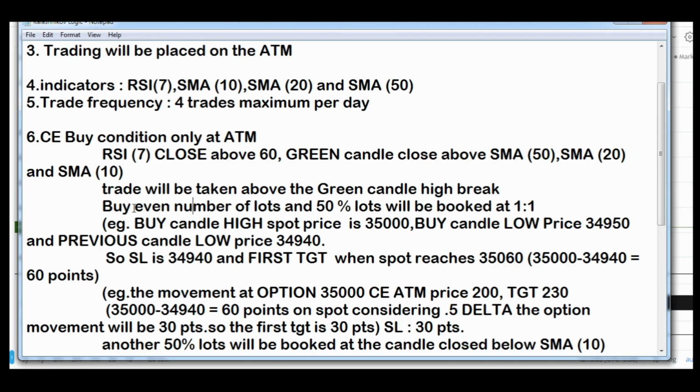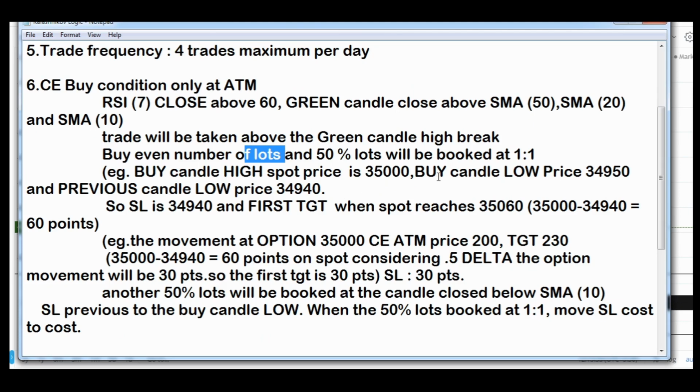Another thing is to buy an even number of lots. So the minimum lots to be bought are 2. You have to buy 2 lots or 4 lots or 6 lots, because we are booking partial target also. Whenever we reach a risk reward ratio of 1:1 to the stop loss level, we are booking 1 lot, and after that we are trailing another lot. So he has suggested to buy an even number of lots.